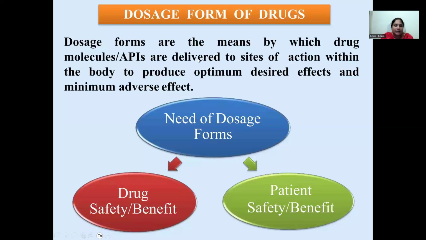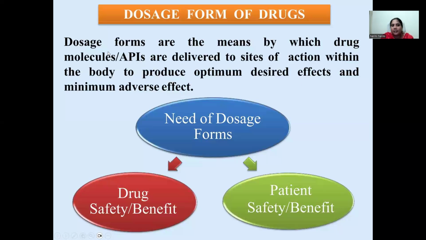It can be reached only when it is formulated in the form of a dosage form, so that it will produce optimum desired effect. Optimum desired effect is nothing but therapeutic effect. Therapeutic effect is nothing but disease treating effect or disease curing effect. And it should produce minimum adverse effect. That is, whenever you are taking a tablet for reducing the fever, it should only reduce the fever, but it should not cause any other side effects like irritation on the skin or any allergy. These allergies and all the irritations come under adverse effect.